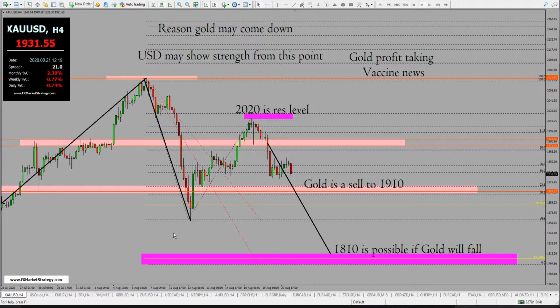Also, from the wave theory point of view, once you get this high, you get a correction, and this second high did fail to break this high. Bang, that's it. According to the wave theory, where is the entry? Once this low is taken, so watch out for 1860. Okay, once 1860 is taken, a lot of sales are gonna happen.